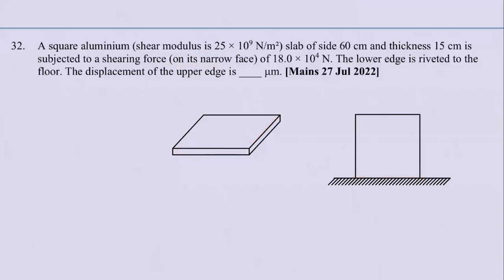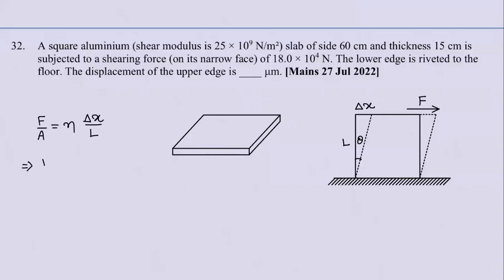Then what? We apply the same standard stuff. Apply force F, it will deform, and the shearing is theta, delta L and delta x, standard stuff. The displacement of the upper edge, delta x, is required. So force by area is equal to shear modulus times delta x by L. I personally feel it is easily solved.